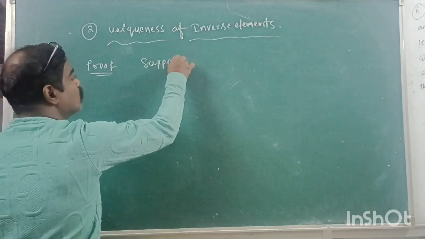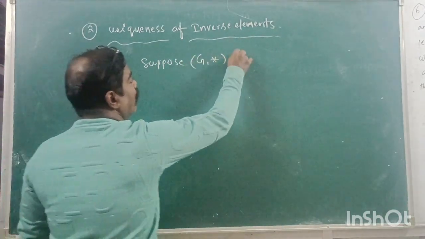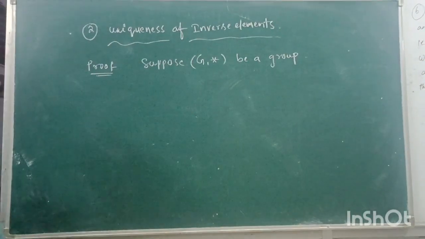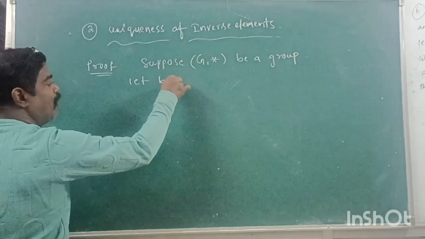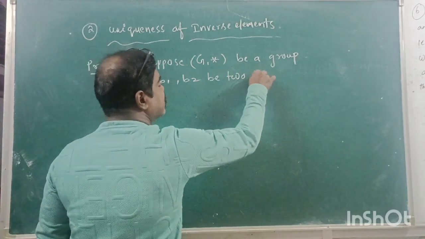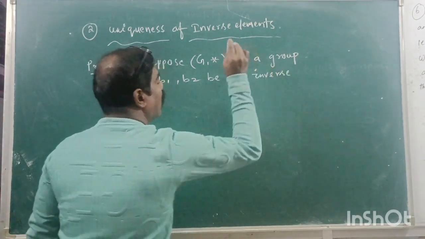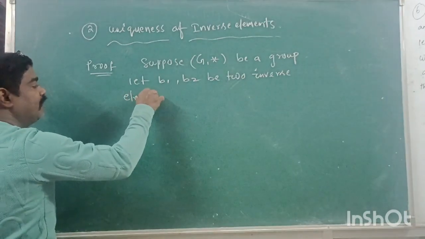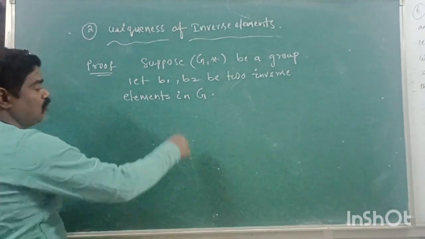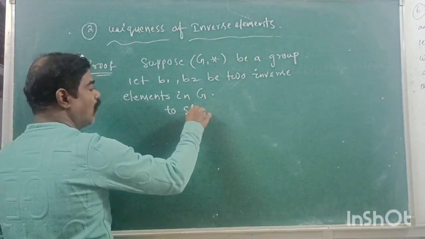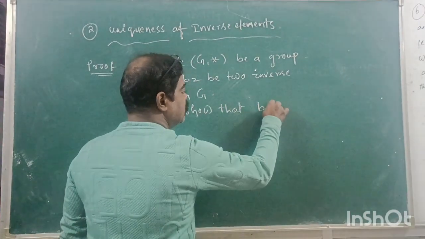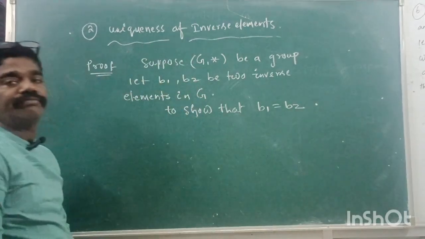Suppose (G, *) be a group. Let B1, B2 be two inverse elements in G. To show that, what to show? B1 is equal to B2, right?